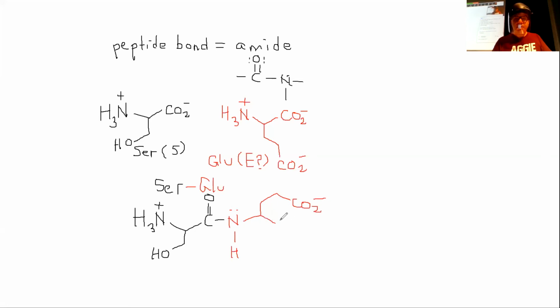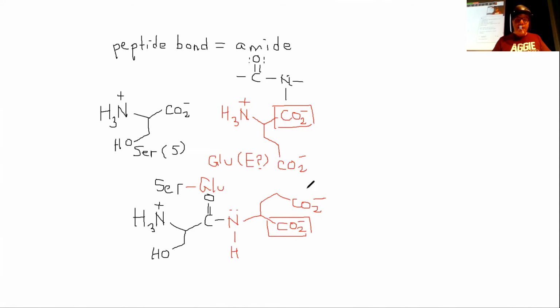And then CO2 minus over here. So this carboxylate group is the same as this carboxylate group. The other one is at the end of the glutamic acid side chain, or glutamate side chain. So I think it's worthwhile for you guys to know how you get from individual amino acids to polypeptides.